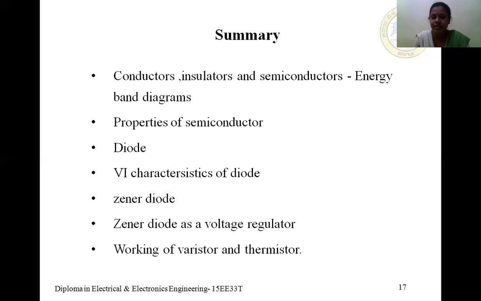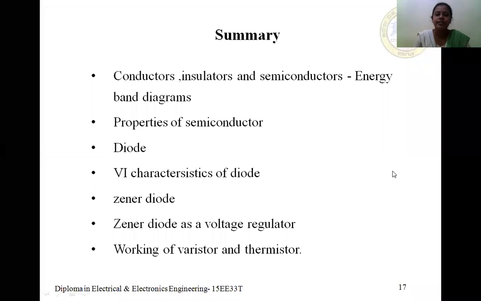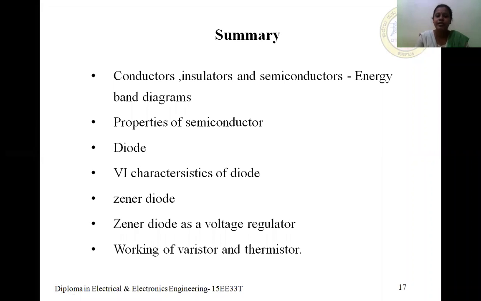Next, in the previous class, we studied the working of the varistor and thermistor. A varistor is a variable resistor, and this is also called a voltage dependent resistor. And a thermistor is a combination of thermal and resistor, that is a thermal resistor, as you studied in the previous session. This is entirely about this chapter, that is semiconductors and diodes.